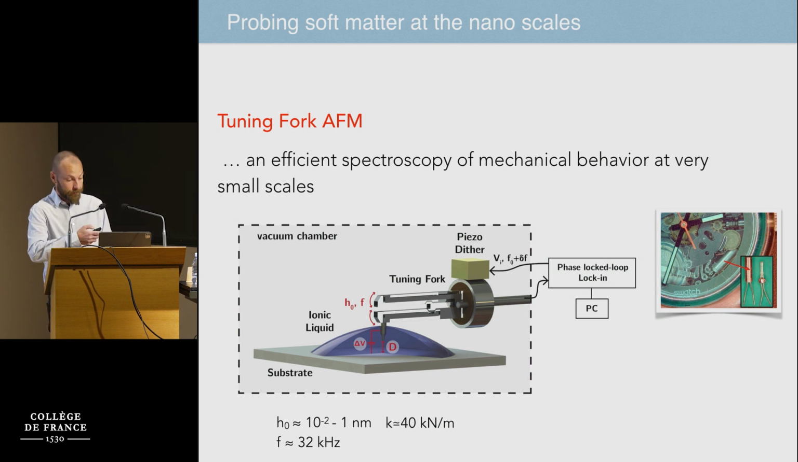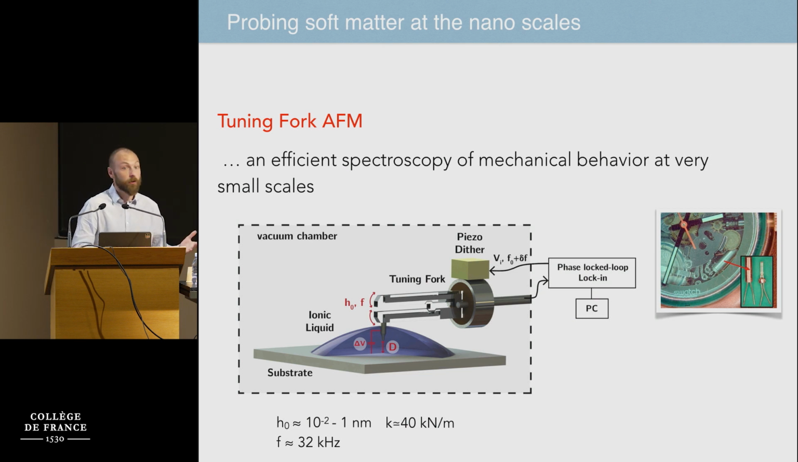So we decided to use what has been developed in surface science to reach ultimate resolution: an atomic force microscope based on a macroscopic oscillator, in this case a quartz tuning fork, characterized by a very large stiffness, on the order of tens of kilonewtons per meter. As a consequence, this guarantees big stability, so you can approach the surface without experiencing any jump to contact.